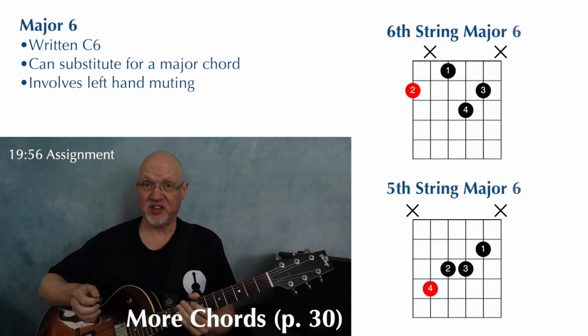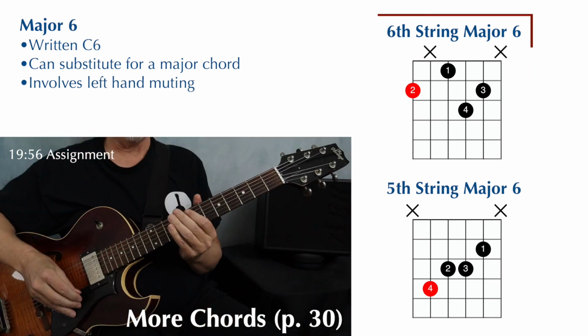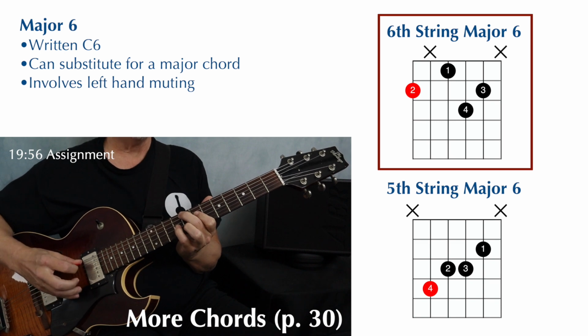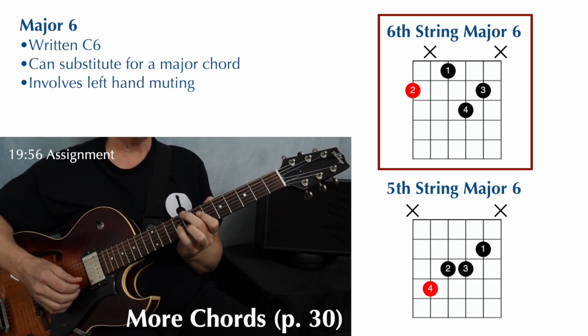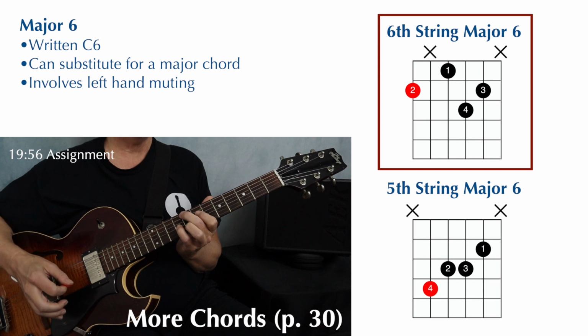Next we have major 6 shapes. These can also substitute for major chords. Major 6 with the root on string 6, finger 2, 1, 4, 3, and just like the major 7 chord with the root on the 6th string, we're muting the 1st string and the 5th string.